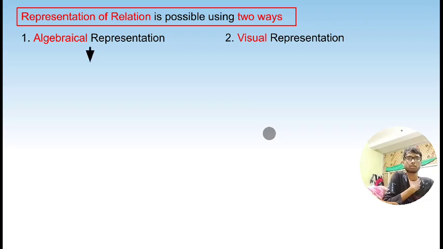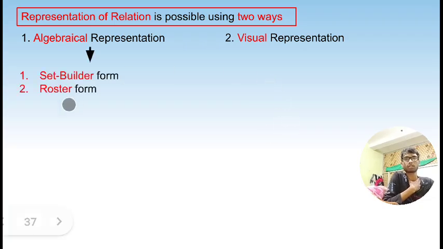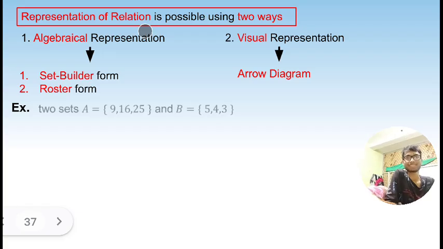See both. First is set builder form, and second is roster form. We have seen this in the lecture on sets, but again we will repeat this. And through visualization, using an arrow diagram, not a Venn diagram, we can represent this relation.